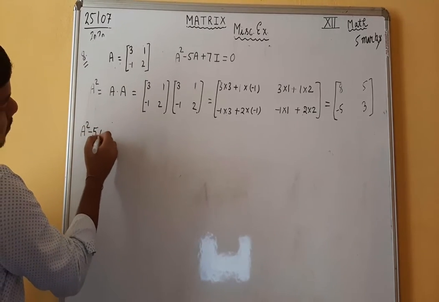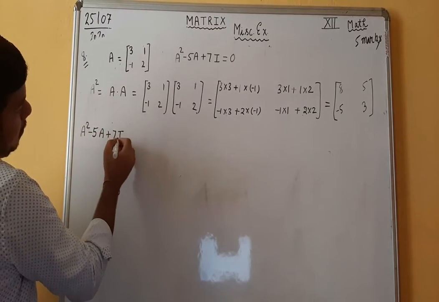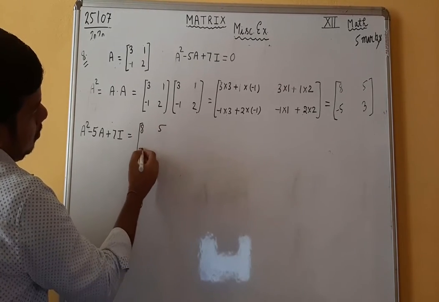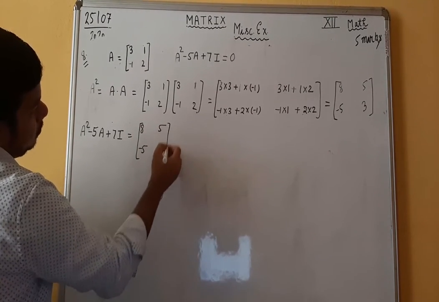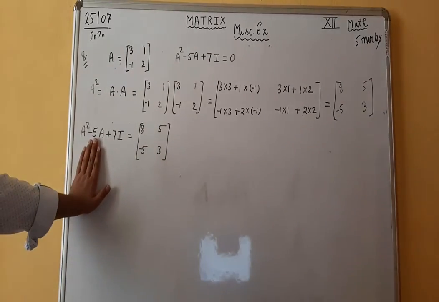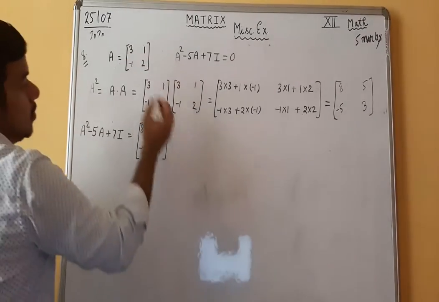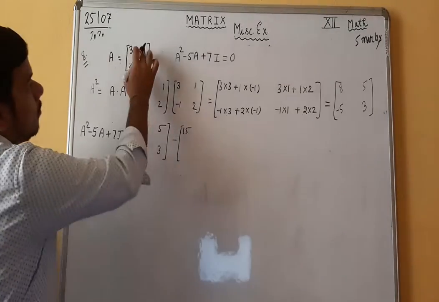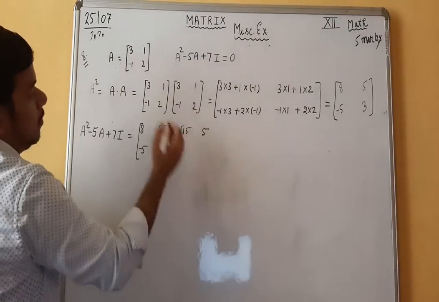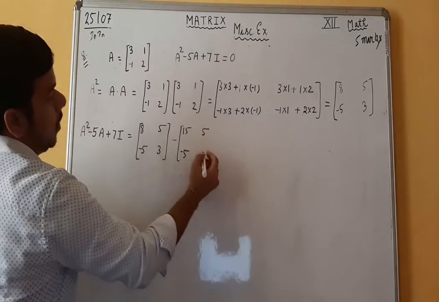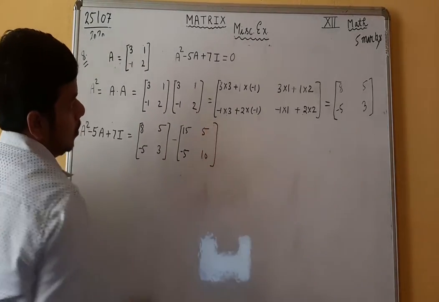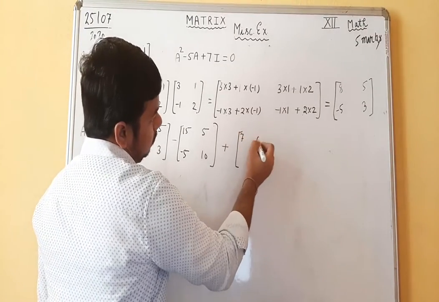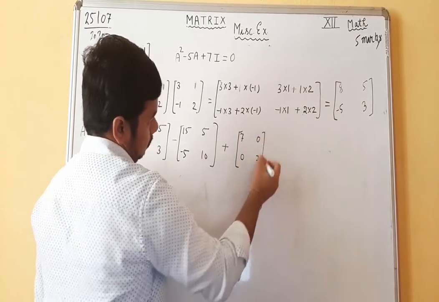A square minus 5A plus 7I. The value of A square is what? 8, 5, minus 5, 3. The value of minus 5A, just multiply each entry of A by 5. 5 3s are 15, 5 1s are 5, 5 minus 1, minus 5, and 5 2s are 10. 7I, just multiply the identity matrix by the number 7.